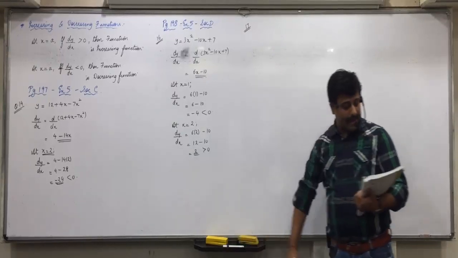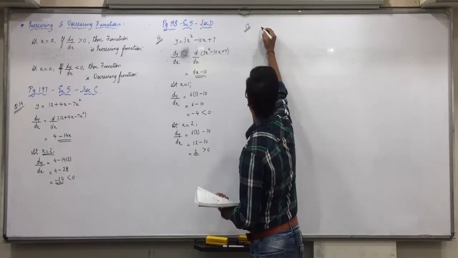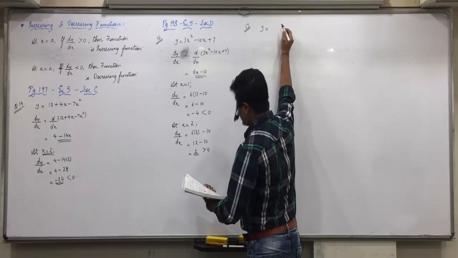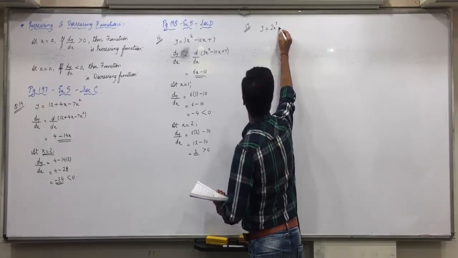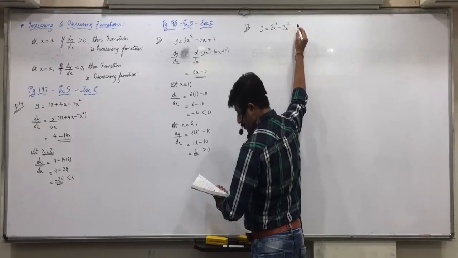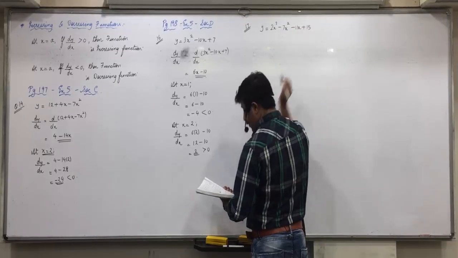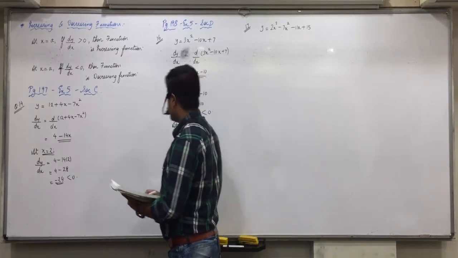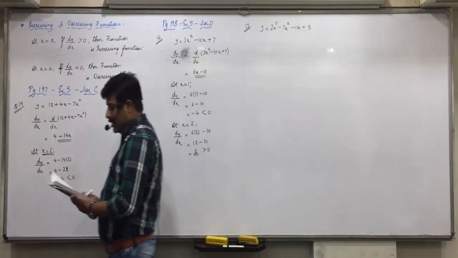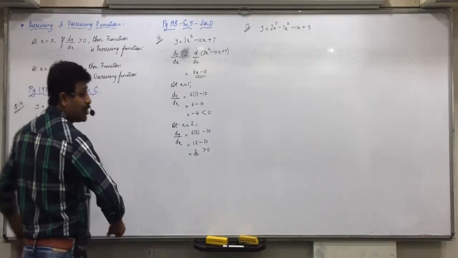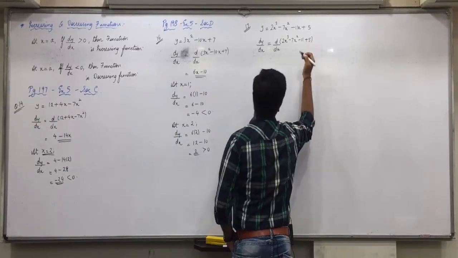Now question 17. Determine whether the function y equals 2x cube minus 7x square minus 11x plus 5 is increasing or decreasing at x equals half and x equals 3. So first of all, d upon dx.